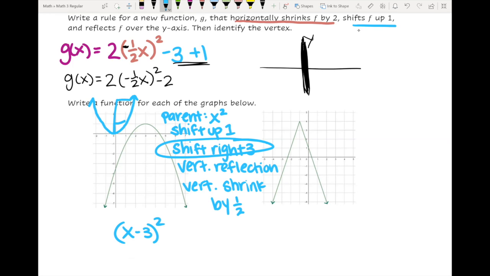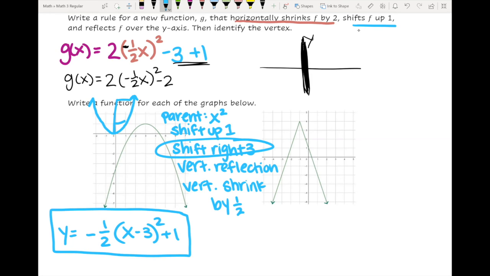To shift up 1, I'm going to have a +1 outside of the parentheses. The vertical reflection has to be a negative, so that negative is outside of the parentheses. And again, a vertical shrink by 1/2. So that 1/2 has to be multiplied outside of the parentheses. So here is our function. You can write y equals, you can put g of x equals, f of x equals, but there is our function with all of those transformations.